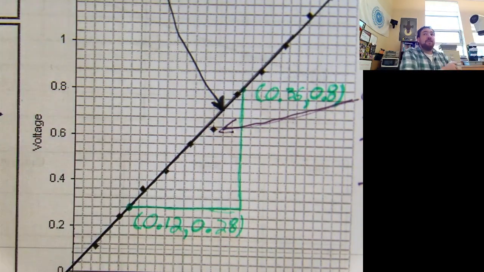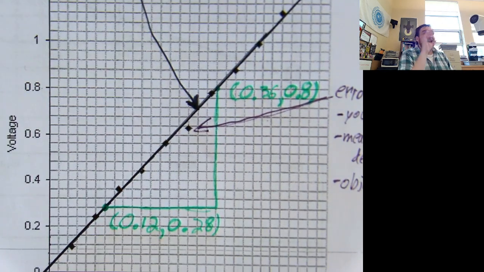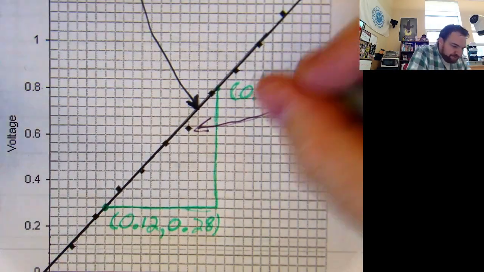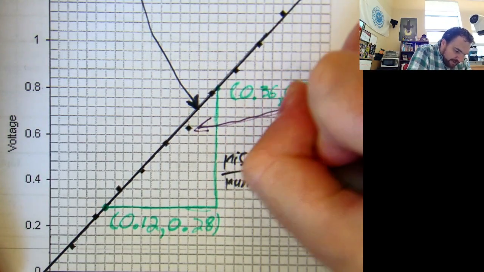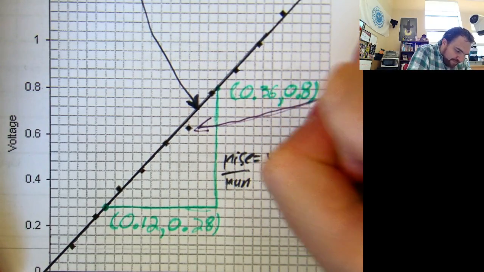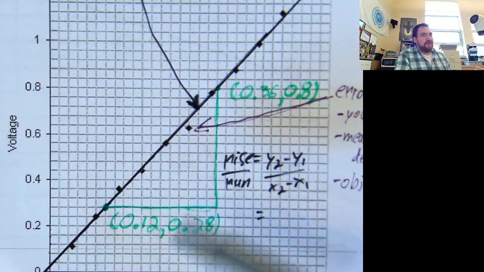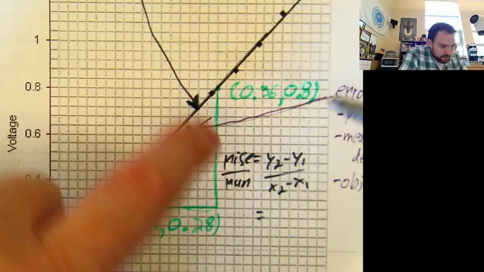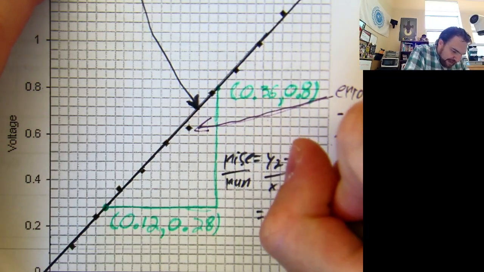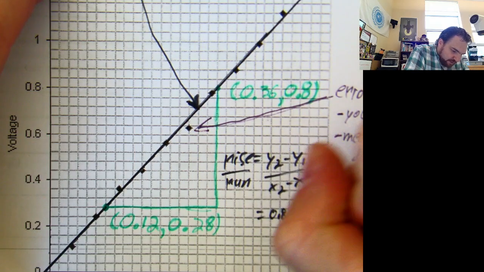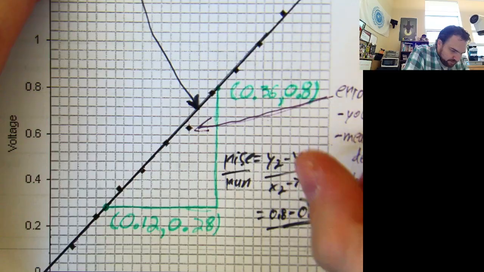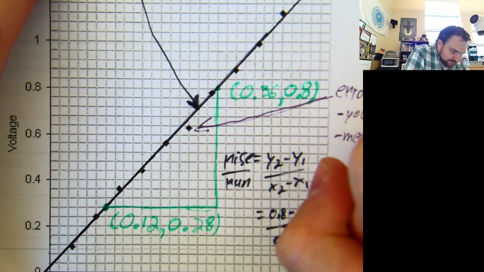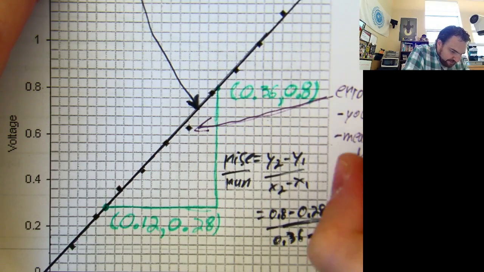So now I'm going to find the slope. For all these calculations, when you are doing these for labs, I want the calculations done right on the grid. Everything should be done on the graph. So here we go. Rise over run is going to equal y2 minus y1 over x2 minus x1. And I'm always going to pick the higher point minus the lower point. That's just what I'm going to do. So I'm going to have 0.8 minus 0.28 over, what are my x values? 0.36 minus 0.12.